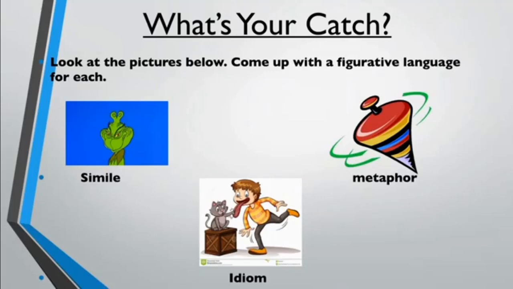Alright, and we're back. Now, you would have shared your own with someone that is sitting next to you, but I'm going to share my own with you. For the simile I came up with, Susan is as miserable as a Grinch. For the first picture. The second picture with the spinning top, the metaphor I came up with was, Johnny's life is a top spinning out of control. And lastly, the idiom, what's the matter, Dawn? Cat got your tongue? So everybody saw my 3 examples and I used those pictures to come up with a statement using figurative language. Very good, boys and girls.